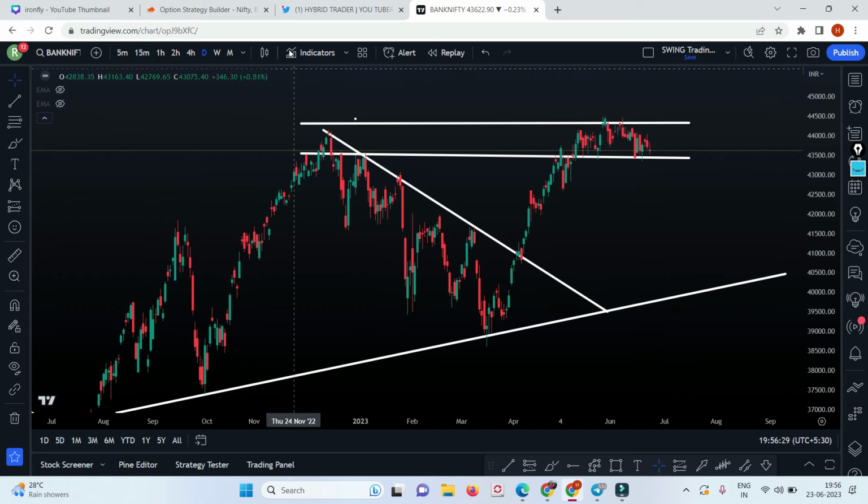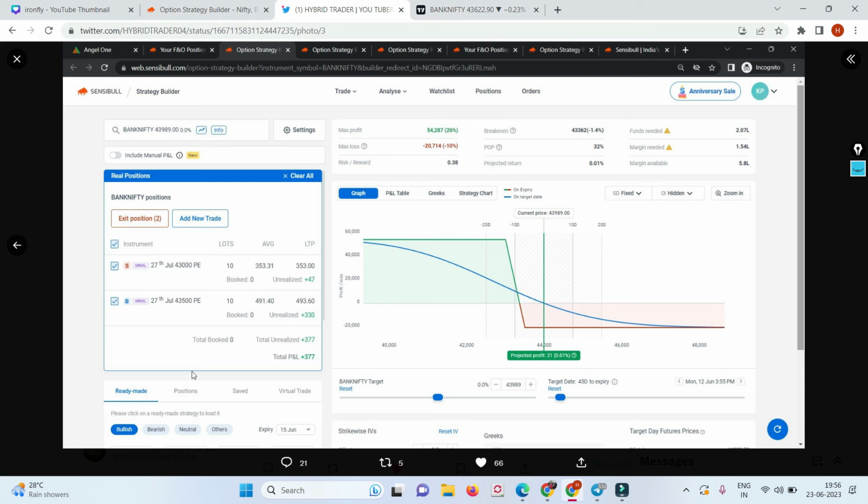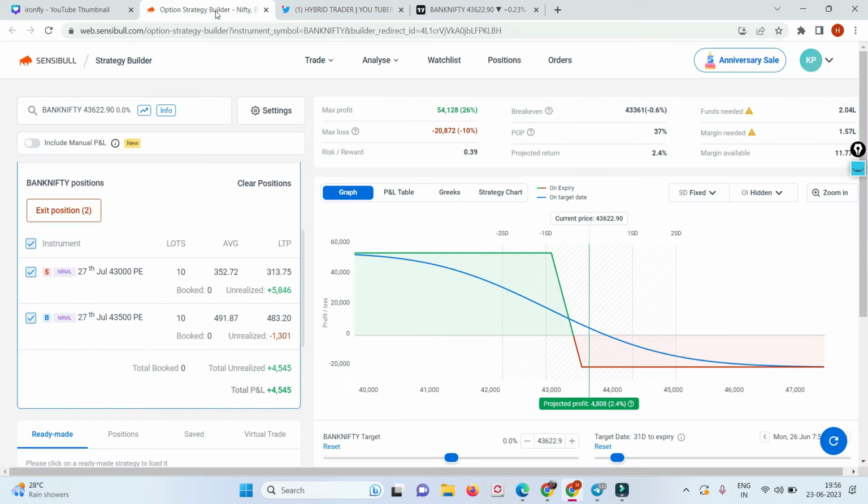Okay, so now I'll right away take you to my Twitter. So this is what I've just deployed, guys. My maximum loss is 20,000 and my maximum profit is up to 54,000. This was a typical debit spread, okay, on 9th of June. So now let me show you how my trade looks like, guys.